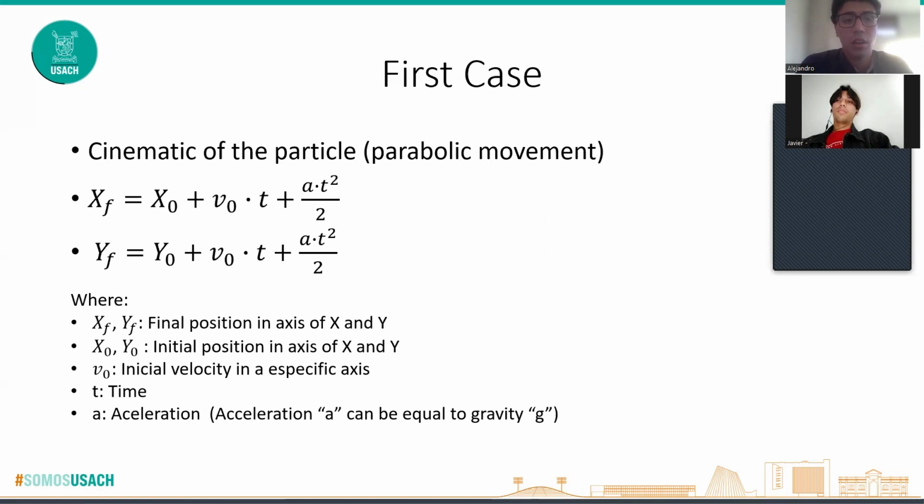The x_f and y_f are the final position on every axis. The x_0 and y_0 are the initial position on every axis. The velocity v_0 is the initial velocity on each one of the axes of the equation. T is the time, and a is the acceleration, which can be the gravity, depending on the reference system.